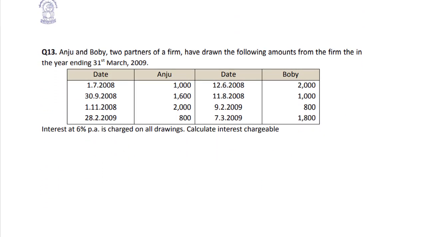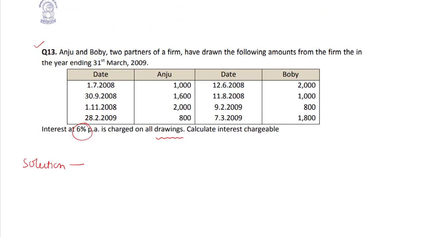Next question, question 13. Anju and Bobby, two partners of a firm, have drawn the following amounts from the firm in the year ending 31st March 2009. Anju's dates and drawings and Bobby's drawings are given. Interest at the rate of 6% per annum is charged on drawing. Calculate the interest chargeable on drawing.